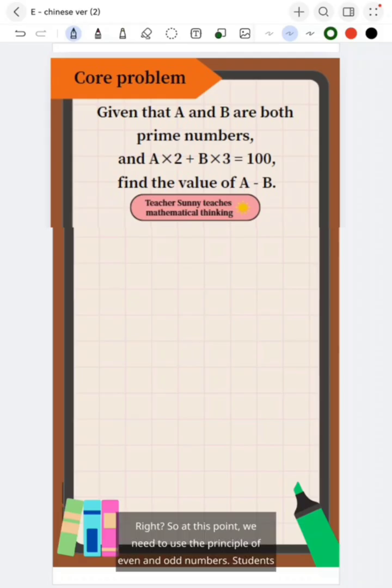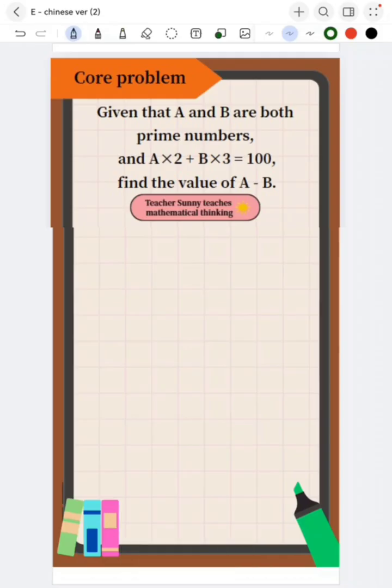So at this point, we need to use the principle of even and odd numbers. Students and parents, you need to learn this principle. So how do we use this principle? Let's look at the result. The result is 100, which is an even number, right? So how does it become an even number? It must be this plus this.